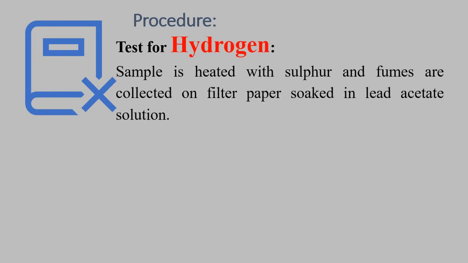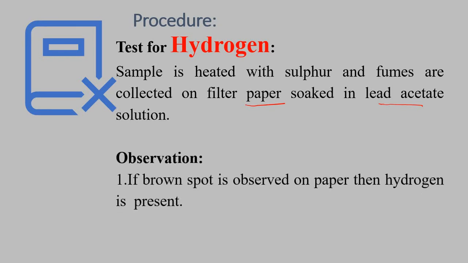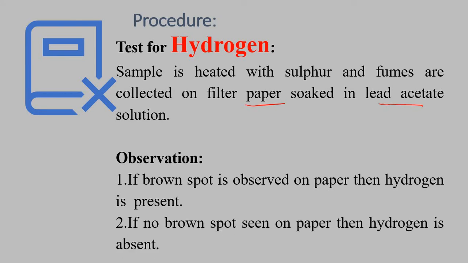The sample is heated with sulfur and fumes are collected on filter paper soaked in lead acetate solution. We have to use the filter paper which is soaked in lead acetate solution. What are the observations for this? If a brown spot is observed on the paper, then hydrogen is present. If no brown spot is seen on the paper, then hydrogen is absent. So this is a simple test for determination of hydrogen.